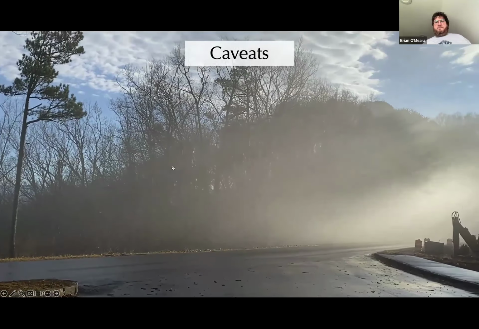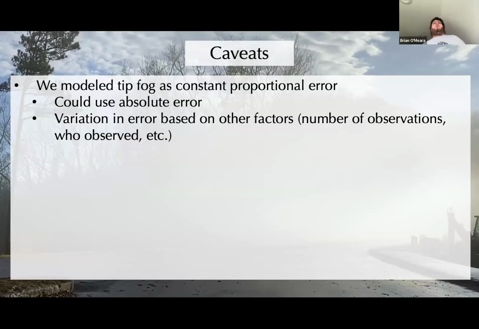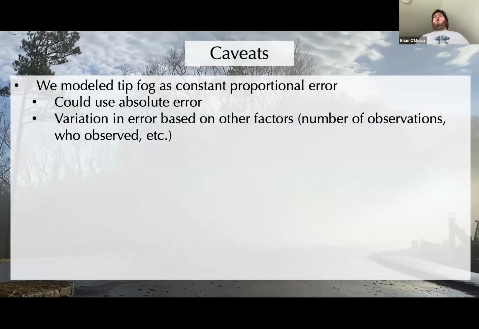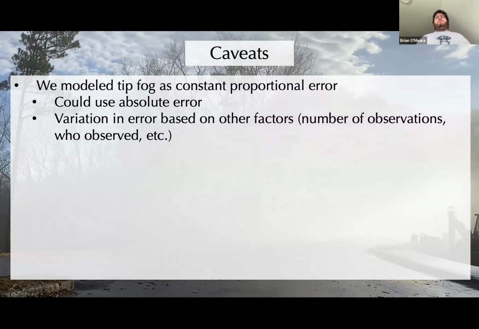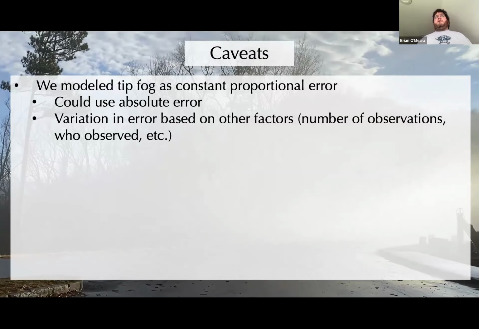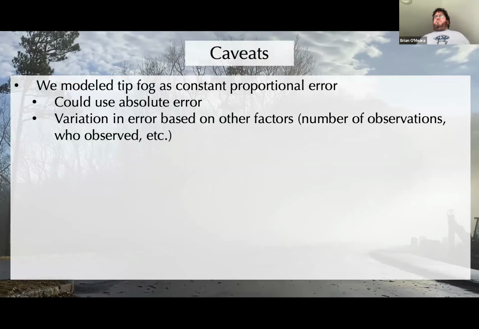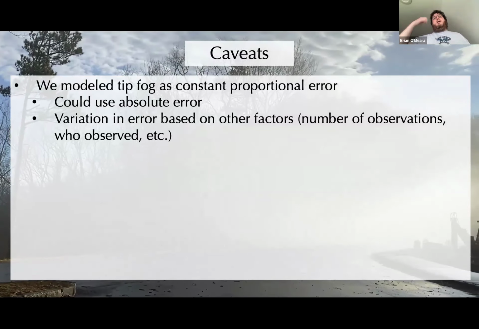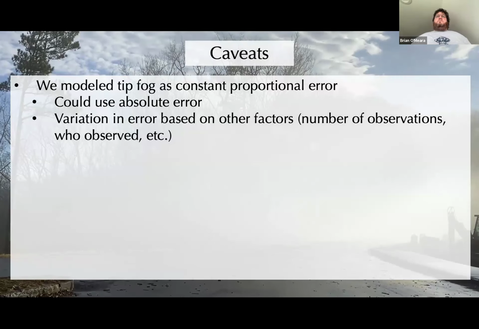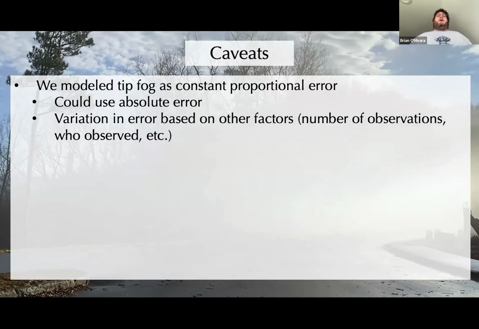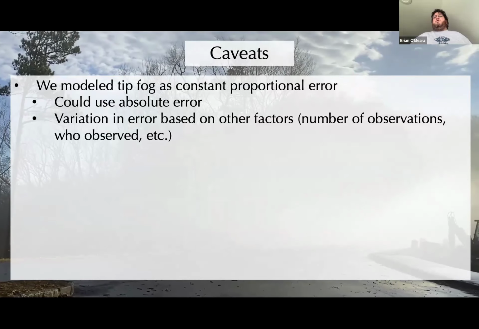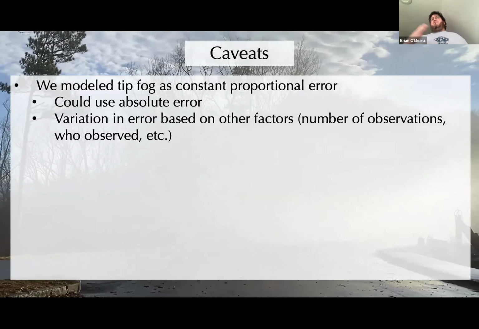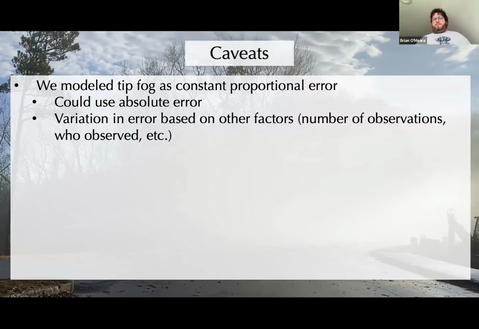So some caveats. First, we model tip fog as a constant proportional error, so 10% plus or minus. You can instead use absolute error, so height plus or minus 1 meter, and you can see how those play out. You can mention other sources of error. If I'm trying to estimate form for plants, say woody versus herbaceous, it could matter who does the observation, or the number of observations. We haven't yet incorporated that sort of variation in the tip fog.